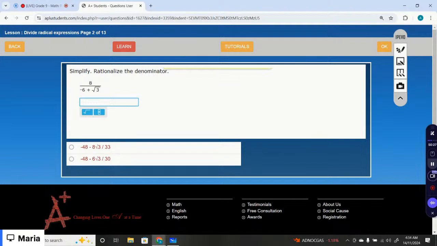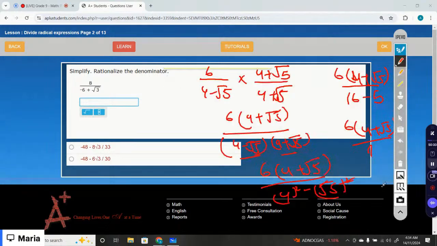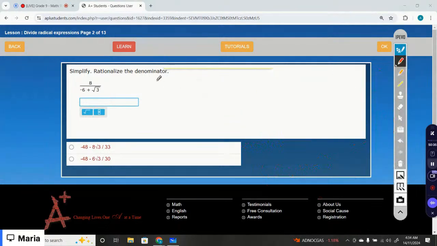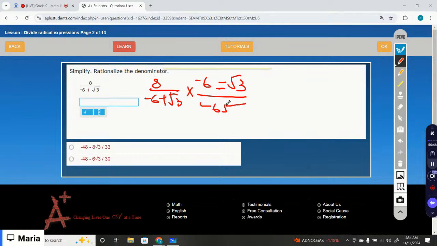Okay, the next one is 8 divided by negative 6 plus square root 3. So let's just multiply it by the conjugate. That is 8 divided by negative 6 plus square root 3, times negative 6 minus square root 3. Just this sign is changed. The rest of the things are exactly the same, right?